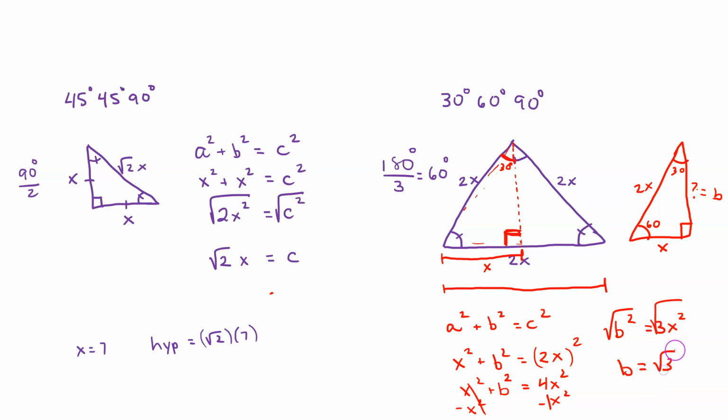Can't really simplify that any, but the square root of x squared is x. So our side b is the square root of 3 times x. So again, this is just a shortcut to using the Pythagorean theorem. If you know you have a 30, 60, 90 triangle, you don't actually have to go through and solve the Pythagorean theorem. As long as you know one side, you can figure out the other sides from this relationship.